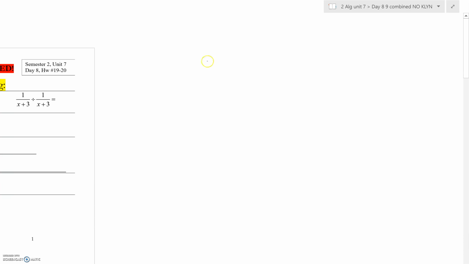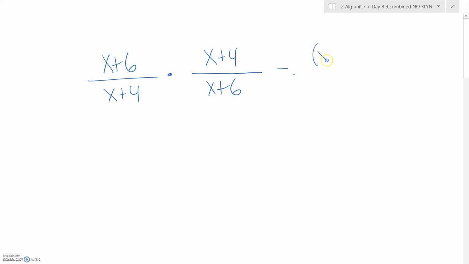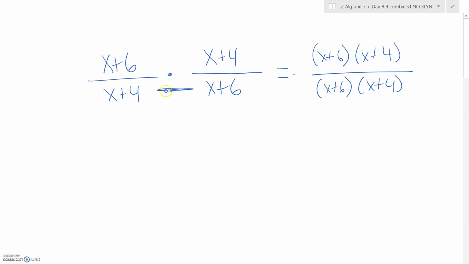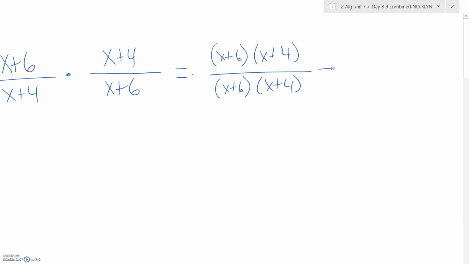So if I'm looking at multiplying the fraction x plus 6 over x plus 4 by x plus 4 over x plus 6, then we see x plus 6 and x plus 4, and again x plus 6 and x plus 4, because I've multiplied these two together, and these two together. And you can see here numerator and denominator are the same. Both have an x plus 6. Both have an x plus 4, all in multiplication. Numerator and denominator are the same.